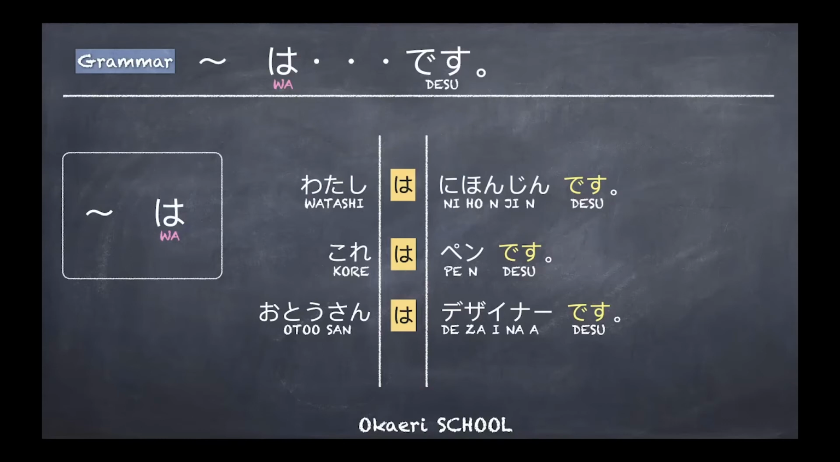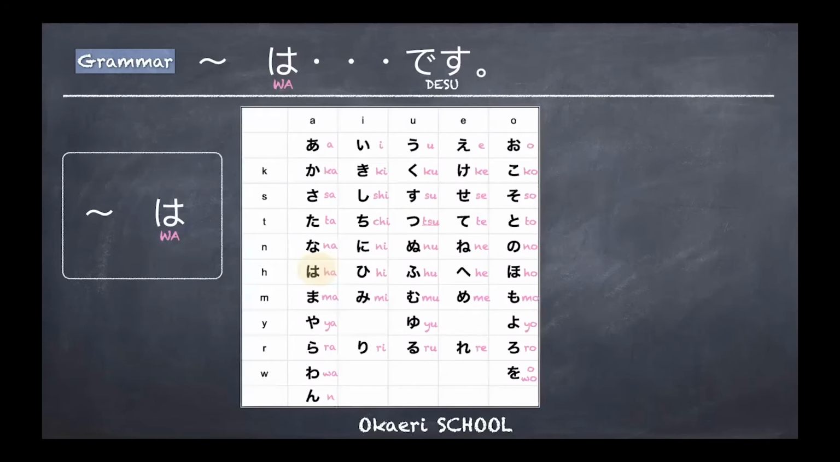Watashi wa nihonjin desu. I am Japanese. Kore wa pen desu. This is a pen. Otou-san wa designer desu. My father is a designer. So this simple structure: blah blah wa blah blah desu. Just be careful with the written wa. It's ha instead of wa. So in the hiragana 50 sound table, like this, ha, not wa.